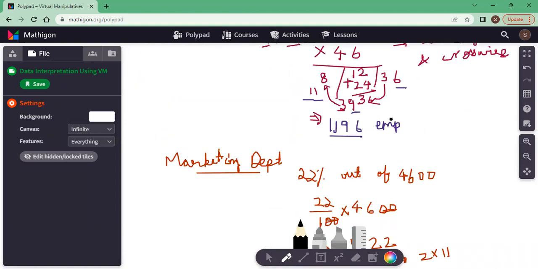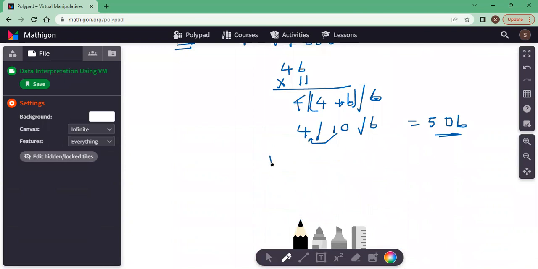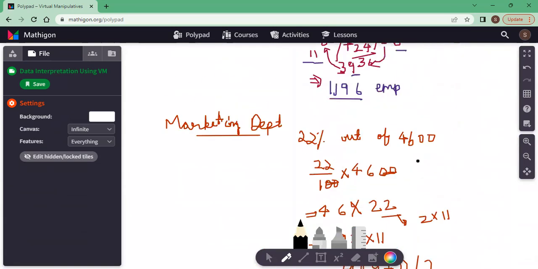Again, the ratio is given as 1:1. Very simple. The ratio of men and women is given as 1:1. So just divide this 506 by 2 to find out the number of males and females. So 506 by 2. That's all. So we know that half of 50 is 25 and half of 6 is 3. So the answer is 253. So 253 men and 253 women work in the HR department of a particular organization.